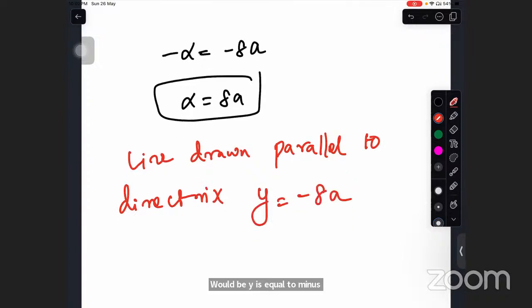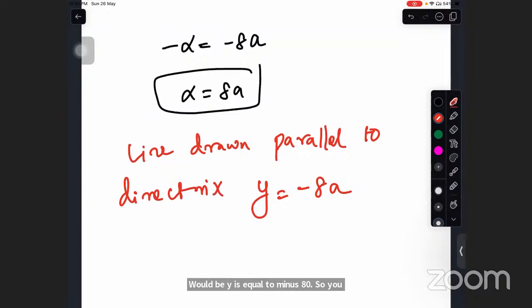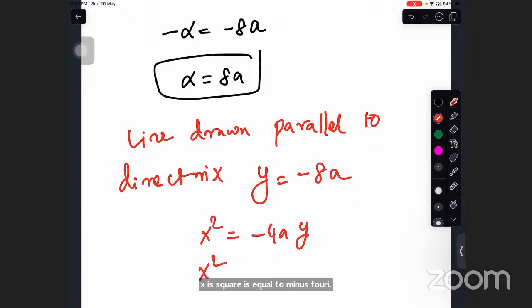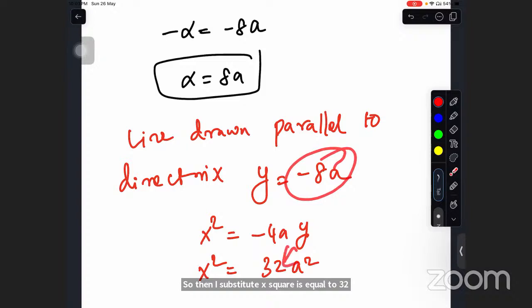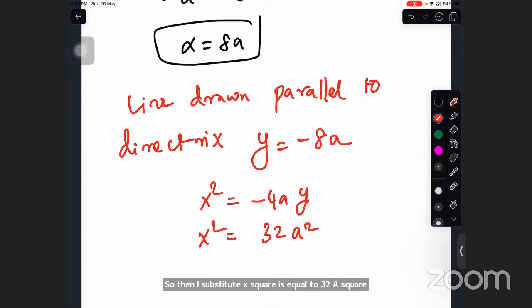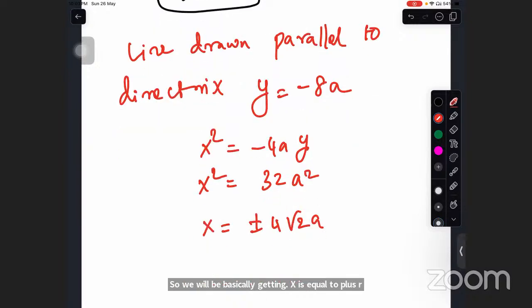So if this is the line, then point A and B we can calculate it. We can easily calculate the point because the parabola is x square is equal to minus 4ay. So when I substitute x square is equal to 32a square, because we are substituting this particular thing here, we will be basically getting x is equal to plus or minus 4 root 2a. So we are able to calculate AB length.